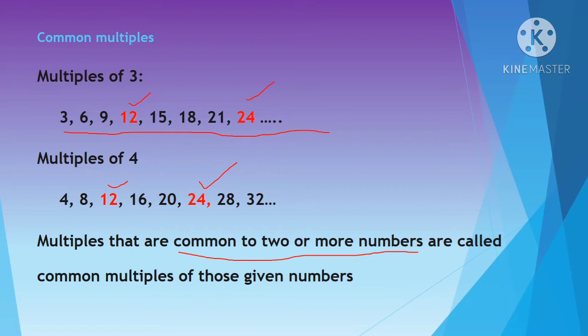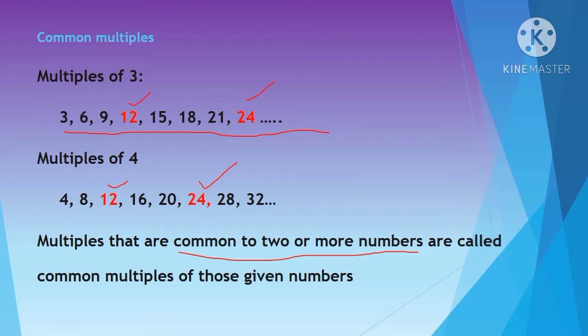The next heading is common multiples. So for the example, first I'll explain, okay, then I'll read the definitions. First example, they are asking to write the multiples of 3. So I'll say an easy step, children. If they are asking to write the multiples of 3, write the 3 table, okay.